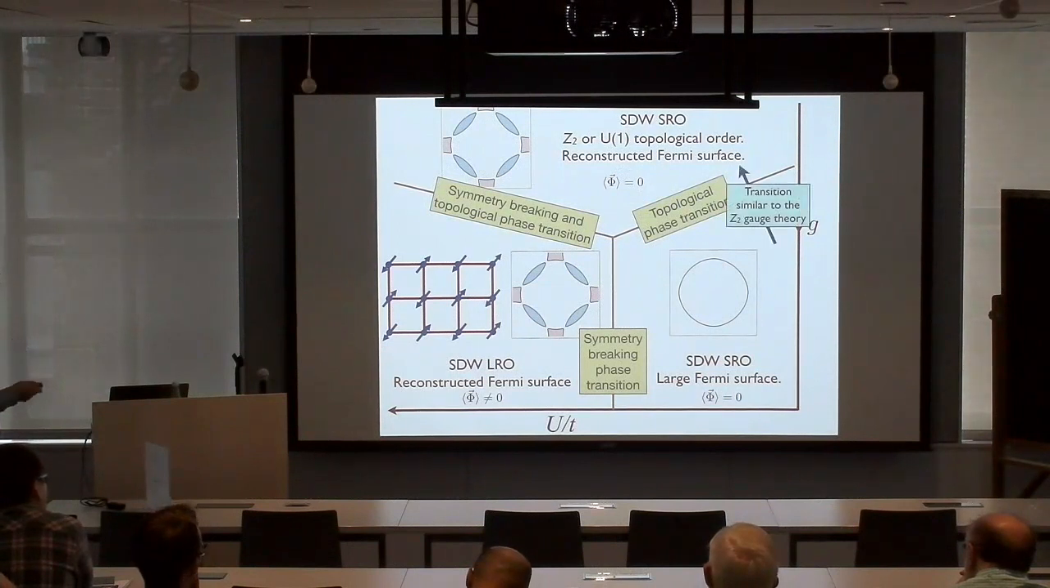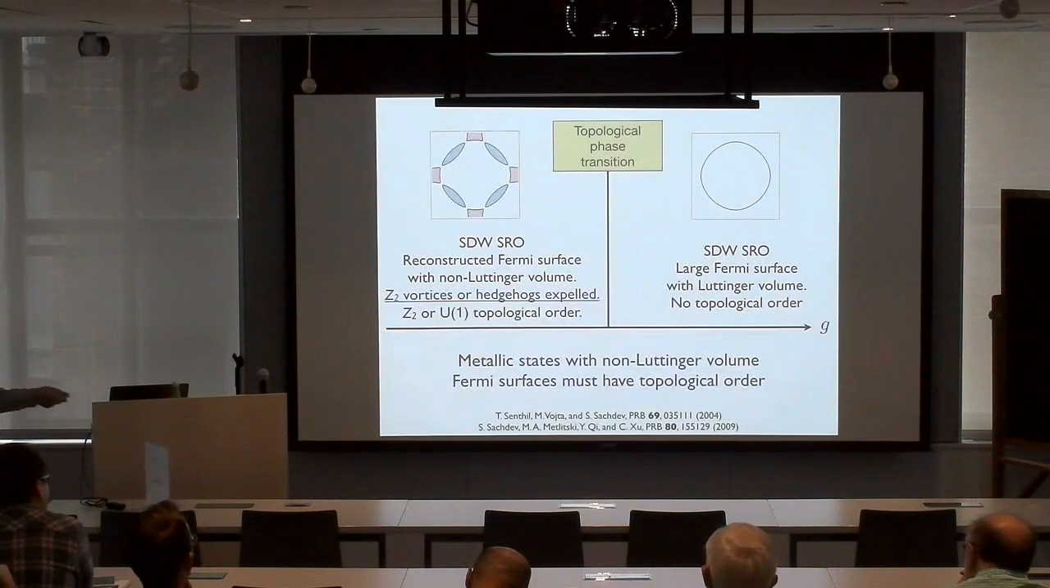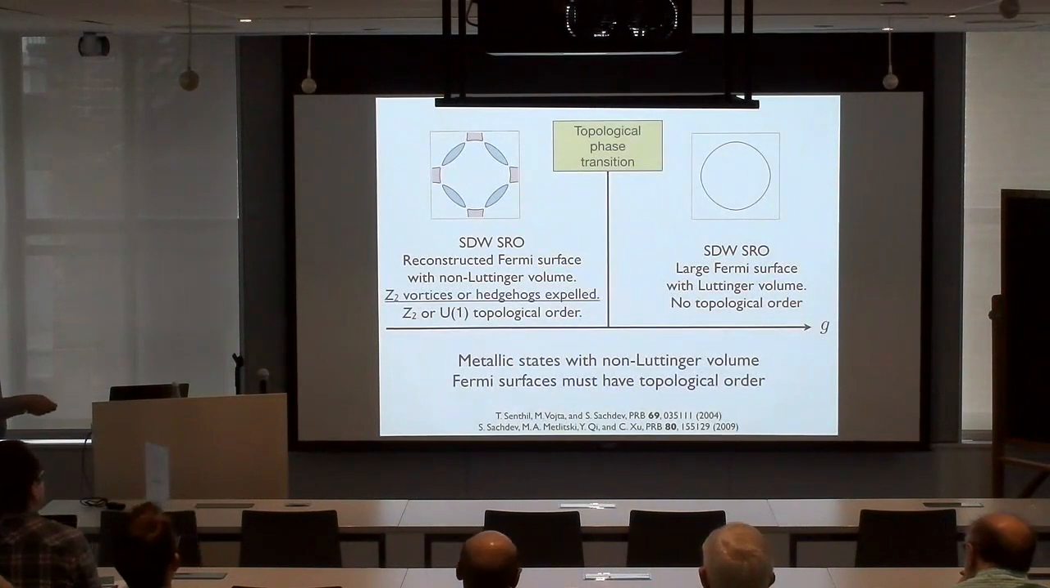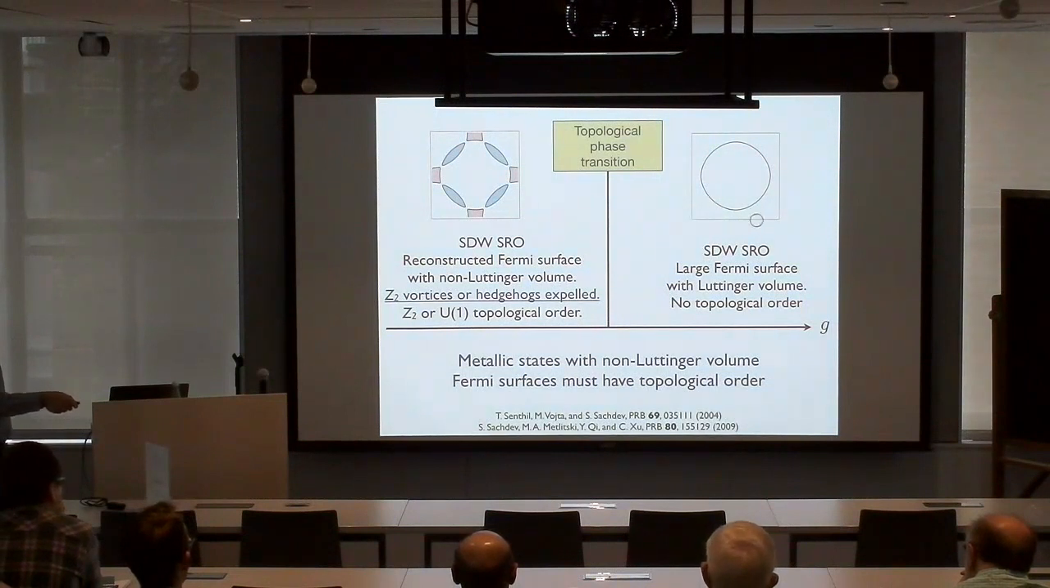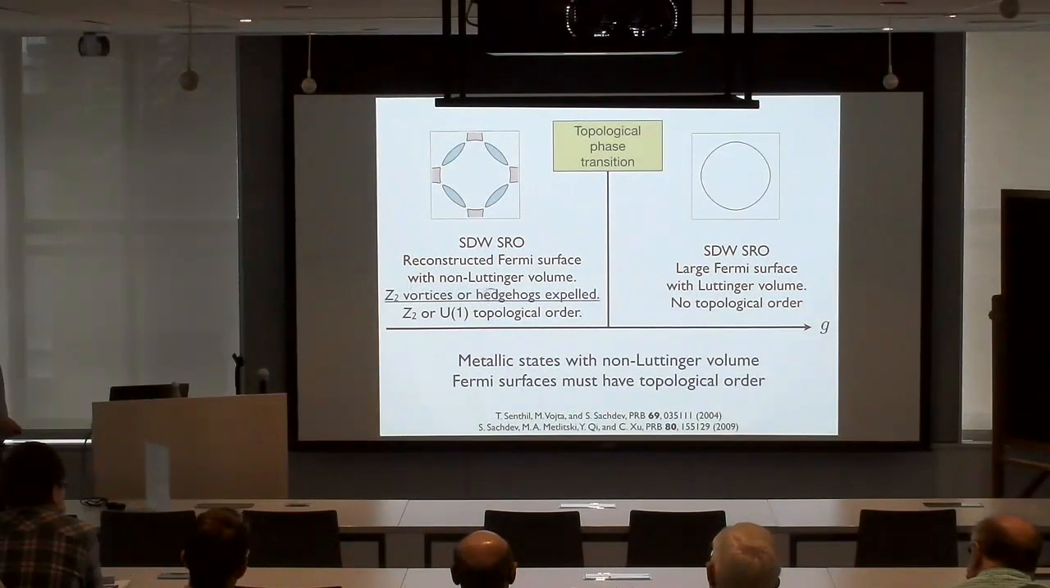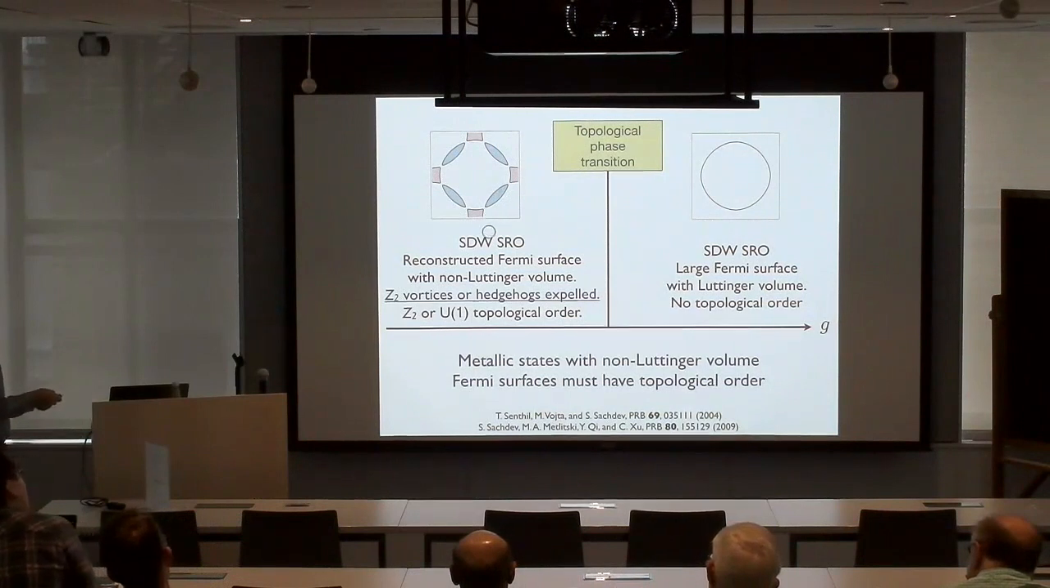So that transition, I guess I've already said that. Here's the same transition shown again. On this side, where you had no topological order and spin density wave short-range order, you get the usual Luttinger Fermi surface. But on this side, where you expel the vortices, I'm going to show you why in such a phase it's possible to get Fermi surfaces that do not obey the Luttinger theorem. These Fermi surfaces look like there's long-range spin density wave order, but there isn't. So there's no broken symmetry.